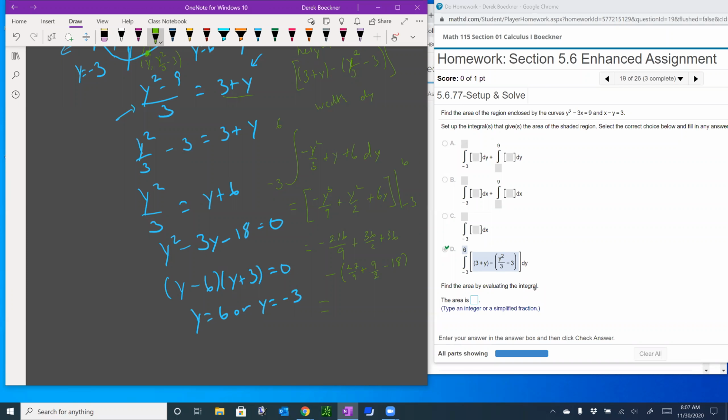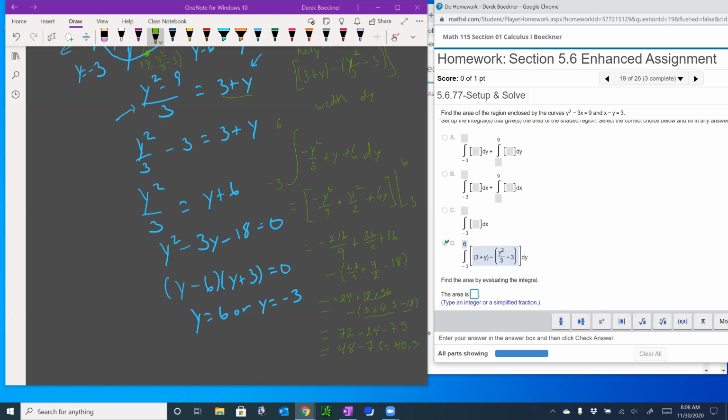And that's going to be minus 24 plus 18 plus 36, minus 3 plus 4.5 minus 18. So that's going to be minus 7.5 plus 18. So that's going to be 72 minus 24 minus 7.5. It's going to be 48 minus 7.5, 40.5. 81 halves. Hopefully I did my arithmetic right.